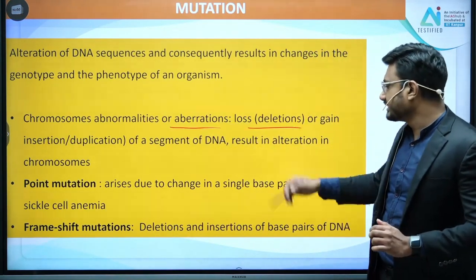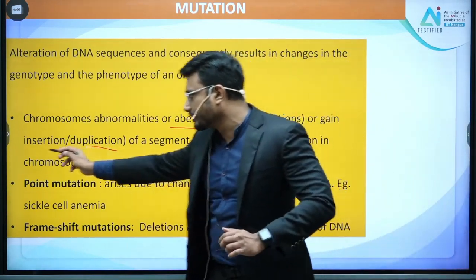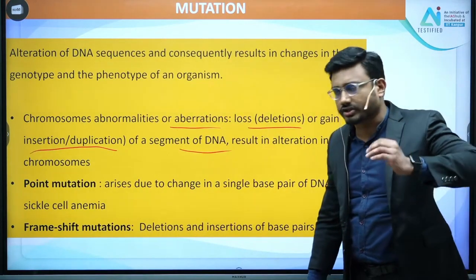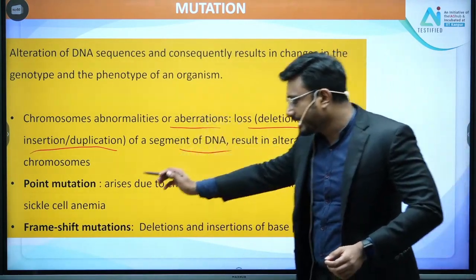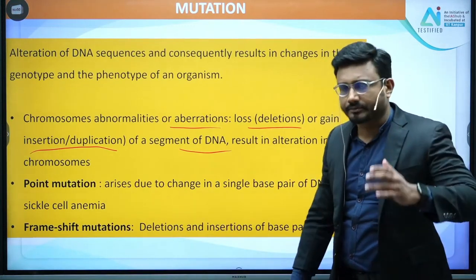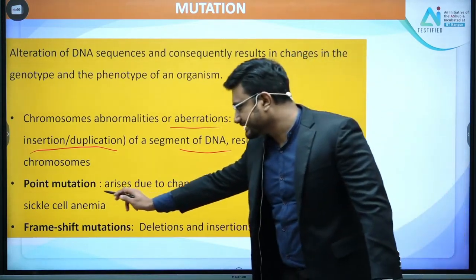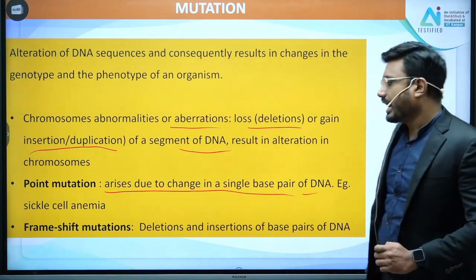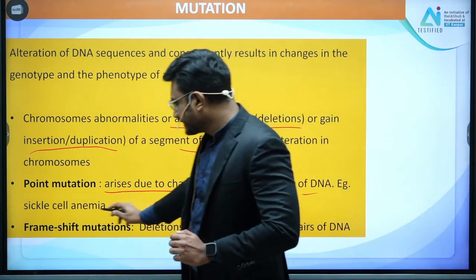So loss, that is deletion, or gain, that is insertion or duplication of segment of DNA that results in the alteration of chromosomes. So point mutation, and what is the difference between the point mutation and frame shift mutation? So this point mutation, it arises due to the change in a single base pair of DNA, and the example for this is sickle cell anemia.